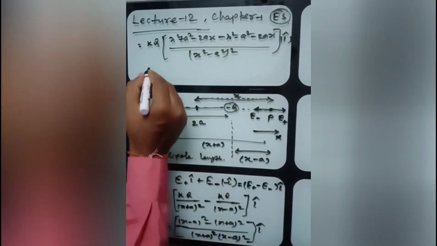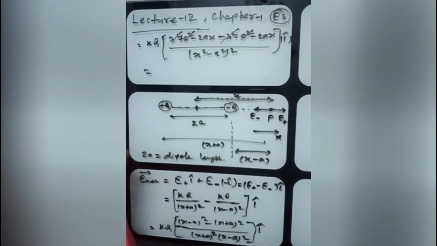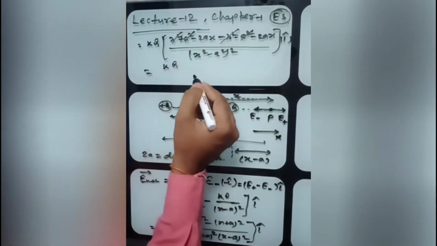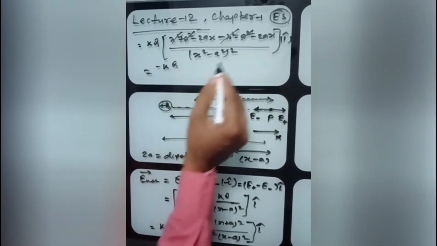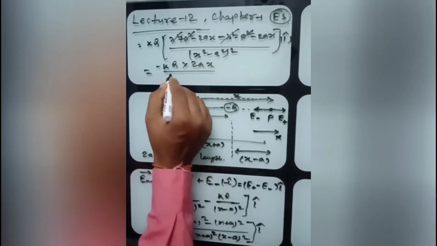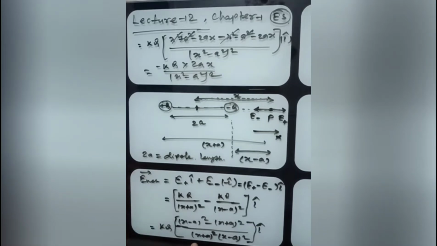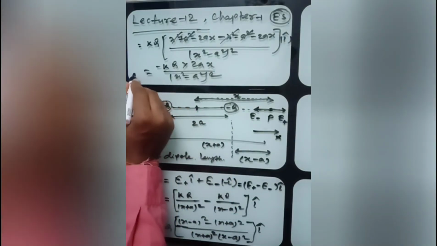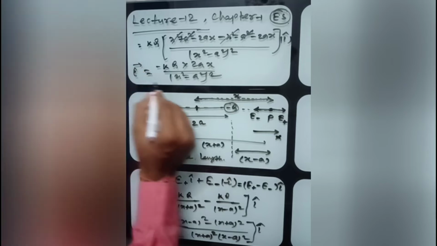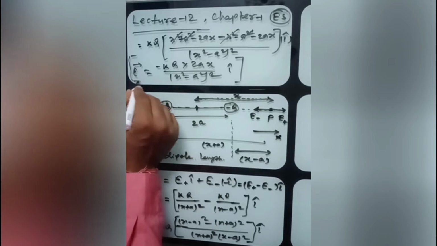I hope you are getting it. Next, cancel out the x square and a square terms, kq, this is minus twice ax over x square minus a square whole square, since x plus a times x minus a is x square minus a square, and this is nothing but the net electric field in the direction i cap. So this is the electric field.